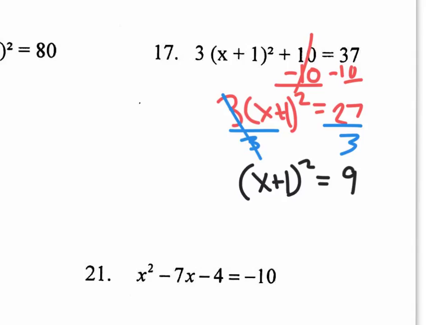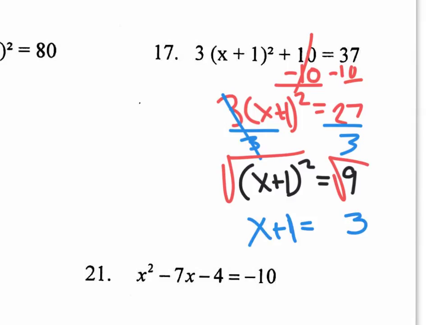How do we get rid of the square? What's the opposite of a square? A square root. And what you do to one side, you do to the other. And what do I have left? Actually, the square root disappears. I mean, the square root and the square cancel each other out. The square root of 9 is 3. But remember, put a plus minus in front of your answer. So we're almost done here.